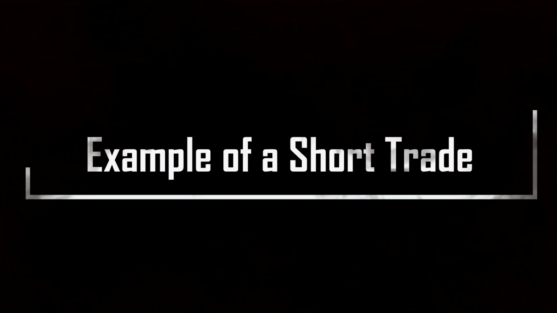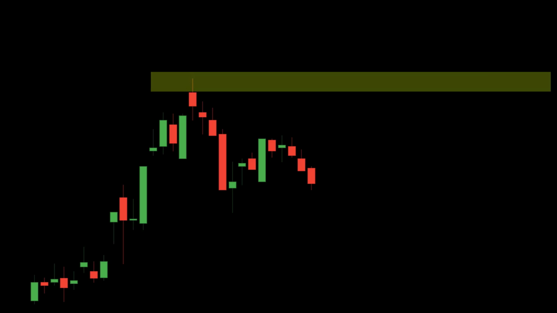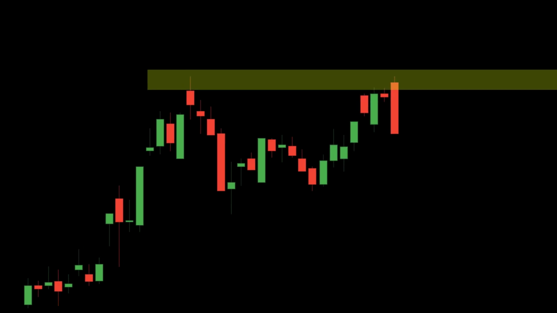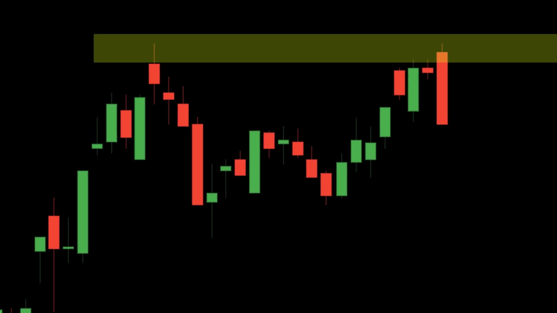Example of a short trade. We observe that the price encounters resistance in this area. When the price rallies back to test the resistance for the 2nd time, it forms a bearish evening star pattern.